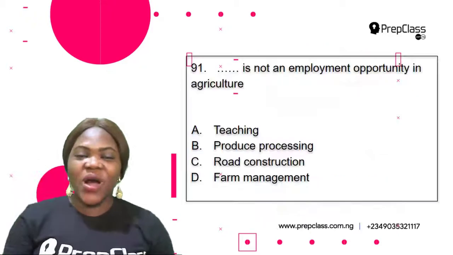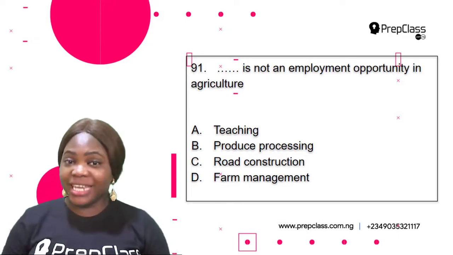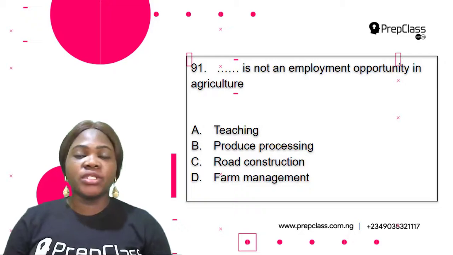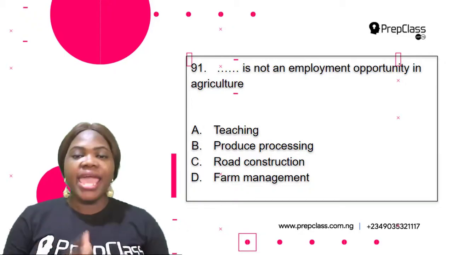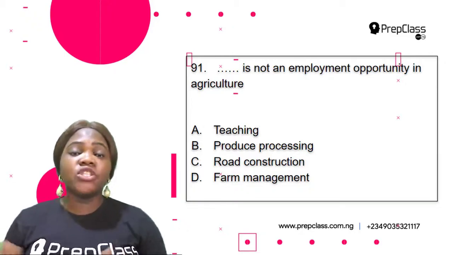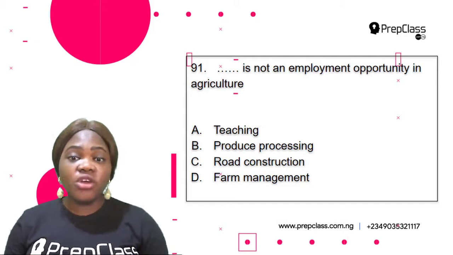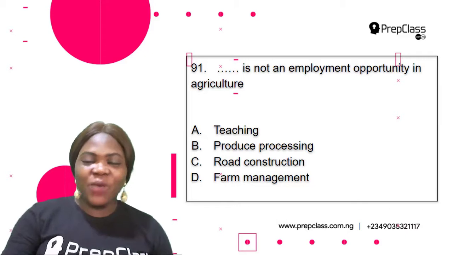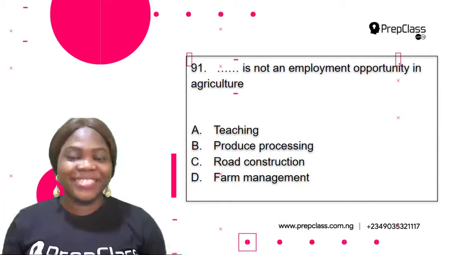Okay, so the first question, question 91, says, dash is not an employment opportunity in agriculture. A, teaching. B, produce processing. C, road construction. D, farm management. Okay, so which of the following options is correct?